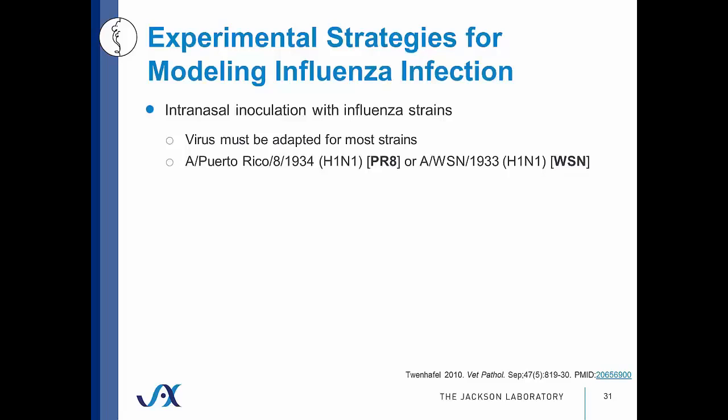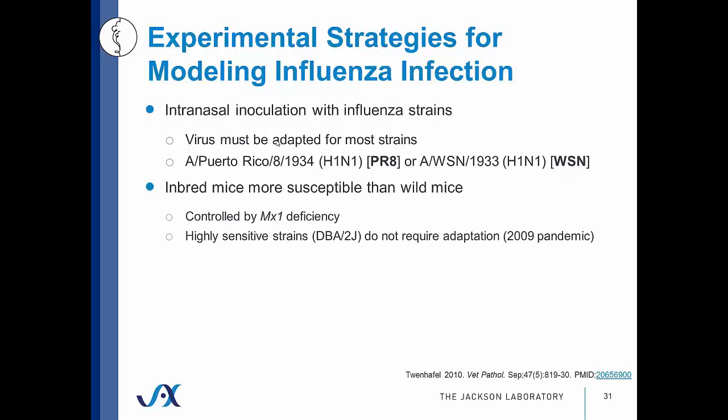Mice can be intranasally infected with influenza that has been lab adapted, because influenza doesn't naturally infect mice. Two of the most commonly used lab-adapted strains are PR8 and WSN1, which are both influenza type A H1N1 viruses.